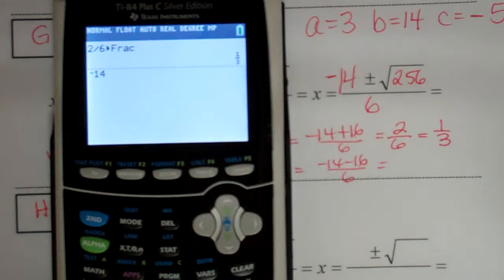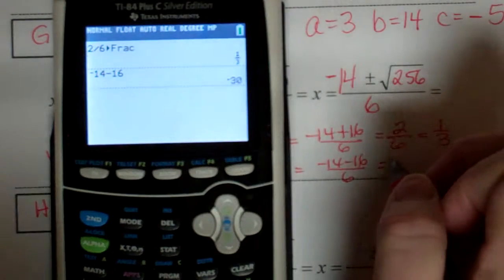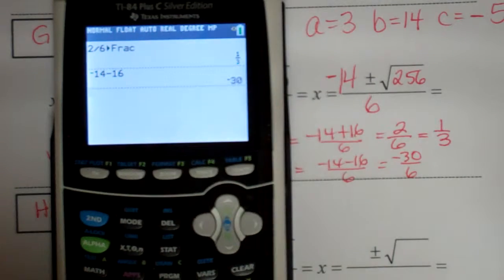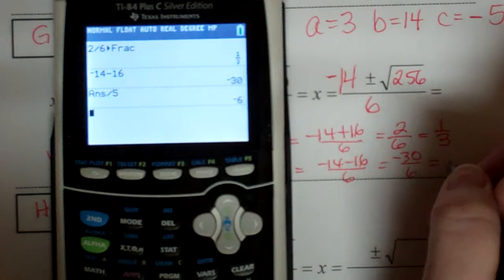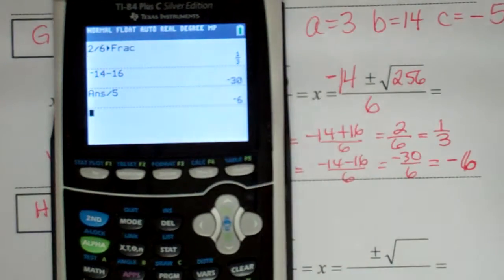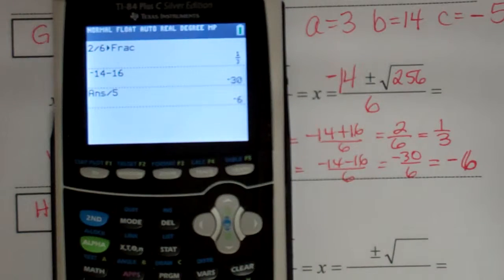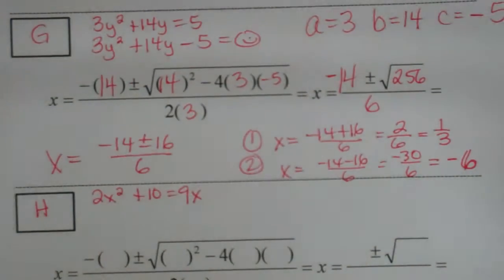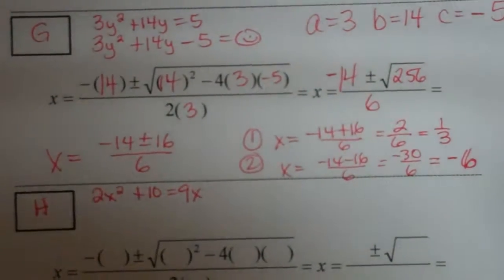Negative 14 minus 16 is negative 30. Divided by 6, that's a whole number, or well, it's an integer, excuse me. What I meant to say is it doesn't have a decimal. So the two places that the graph crosses the x-axis are at 1/3 and negative 6. Just use your calculator. Y'all can do that. To convert a decimal to a fraction, it's just math, enter, enter.